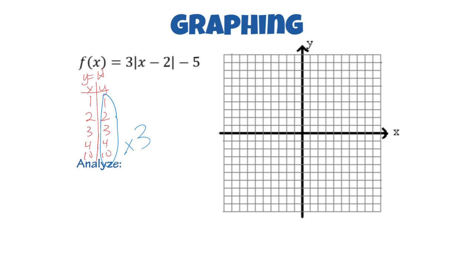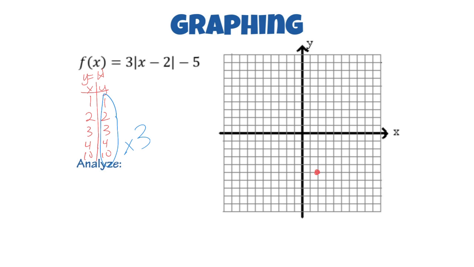The other thing then I want to look at is where my vertex that was at the origin is now going to shift. So what I want to do is get my vertex in the right spot, and then I'm going to do this stretching. So this would mean that it needs to go right 2 and down 5. So I'm going to plot right 2, down 5, and that's going to be my new vertex.